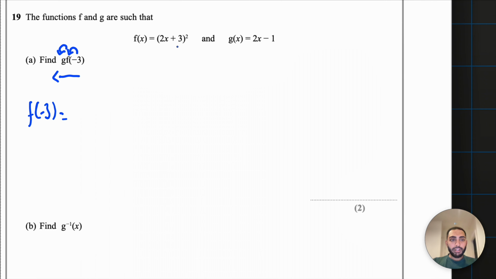Substitute in negative 3 into here. So we have 2 multiplied by negative 3 plus 3, and that's being squared. That's minus 6 plus 3, which is negative 3 squared. Negative 3 times negative 3 is 9.